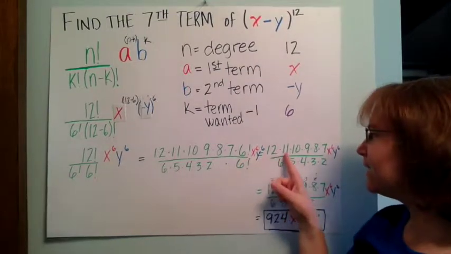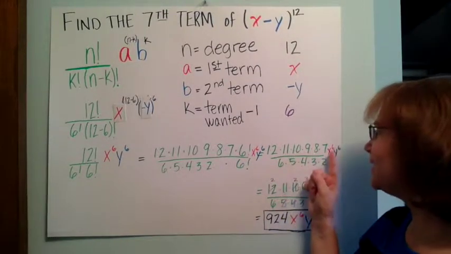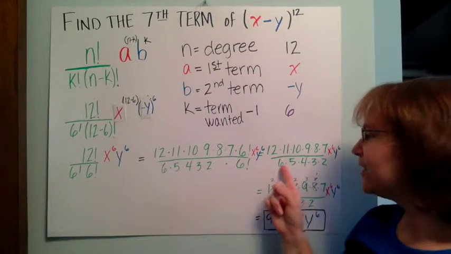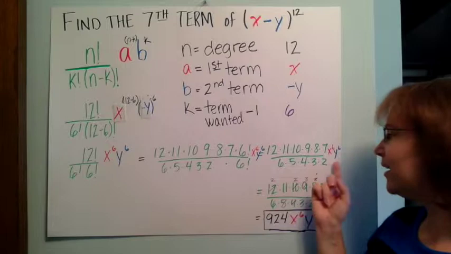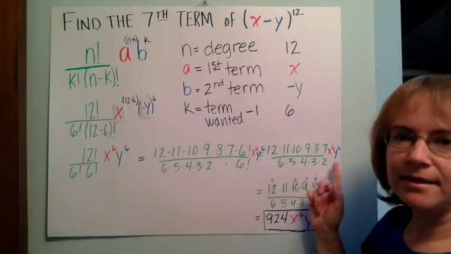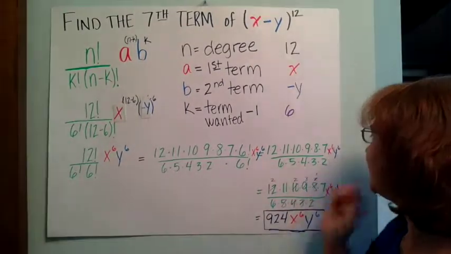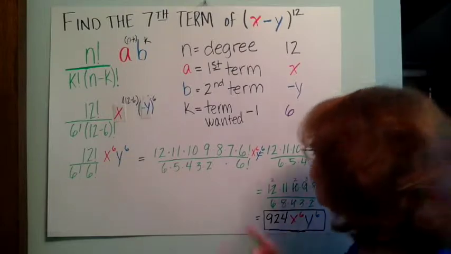I just have 12 times 11 times 10 times 9 times 8 times 7 all over 6 times 5 times 4 times 3 times 2 times 1. But I don't have to write the 1 there because anything times 1 is itself. And then I have the x to the 6th, y to the 6th.